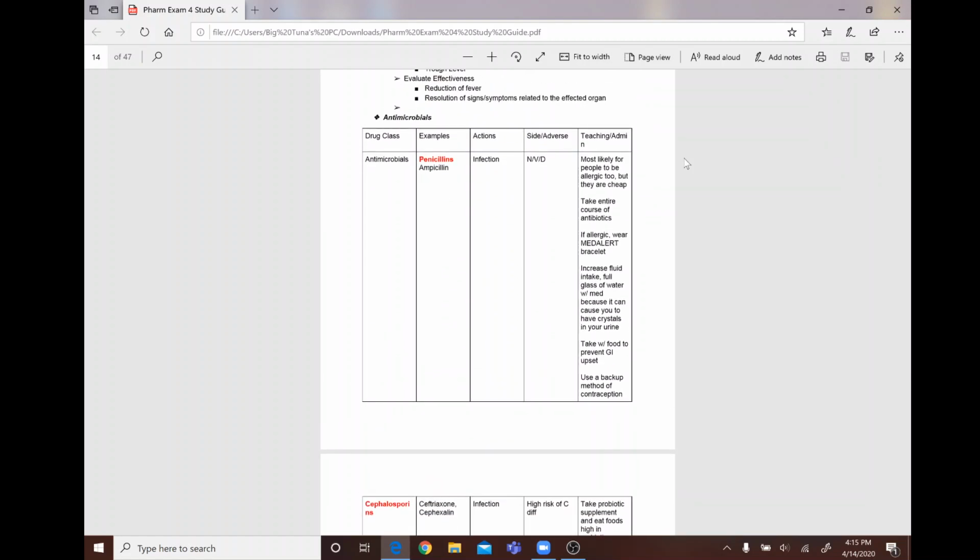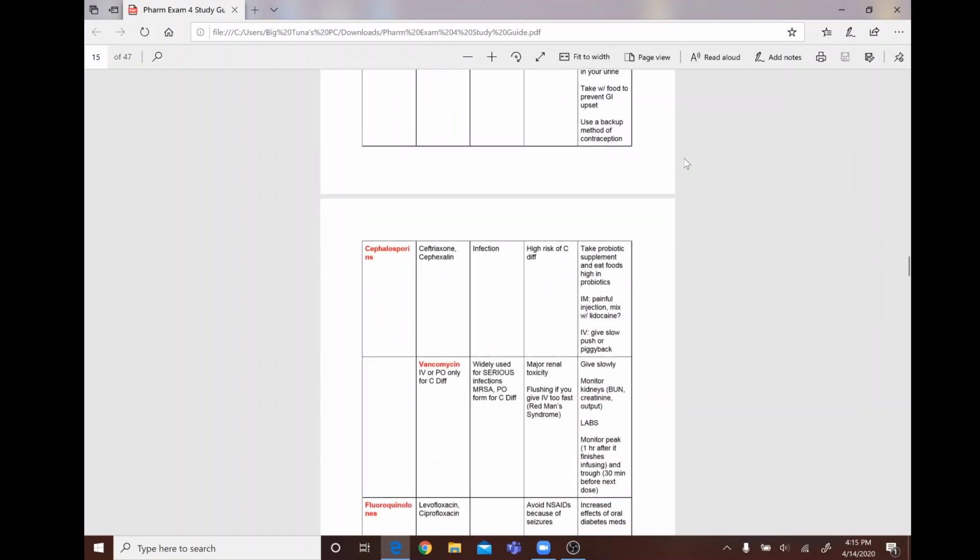What do we need to know about when taking penicillin? Most likely for people to be allergic to, but they are cheap. Take the entire course of antibiotics. If allergic, wear a med alert bracelet. Increase fluid intake. Take with a full glass of water because it can cause crystals in your urine. Take with food to prevent GI upset, and use a backup method of contraceptive.